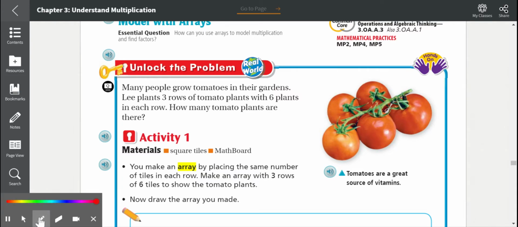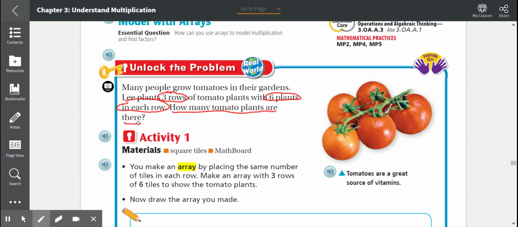Okay, let's start with unlocking the problem. Many people grow tomatoes in their gardens. Lee plants 3 rows of tomato plants with 6 plants in each row. How many tomato plants are there? So let's circle what we need to know. Lee plants 3 rows of tomato plants with 6 plants in each row. We want to know how many tomato plants there are.